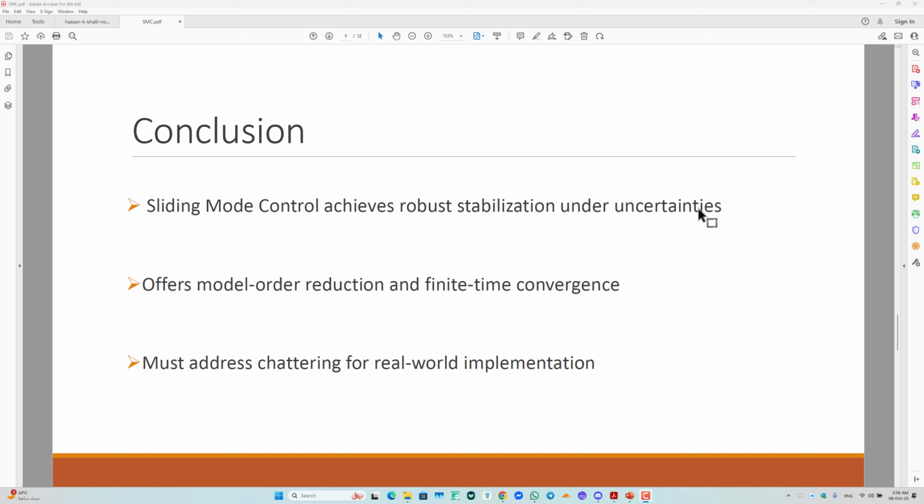To summarize, sliding mode control achieves robust stabilization, finite time convergence, and model order reduction by keeping system trajectories on a well-designed sliding surface. The main engineering challenge is chattering, which can be mitigated with techniques such as saturation functions or boundary layers. Because of this strength, sliding mode control remains a probable choice for controlling nonlinear and uncertain systems.